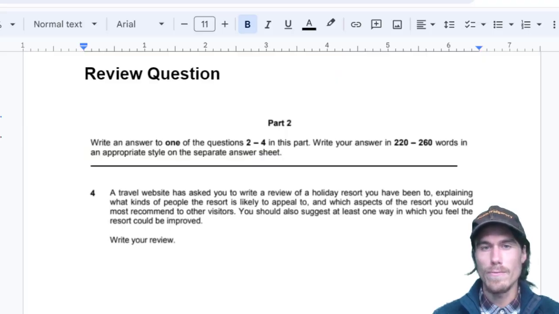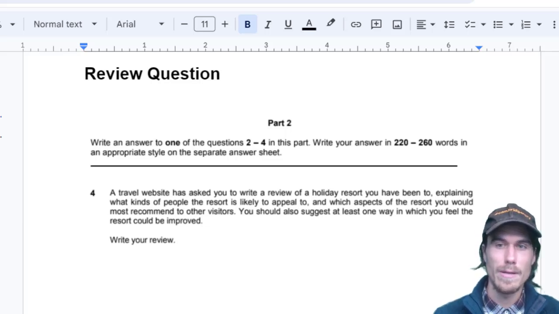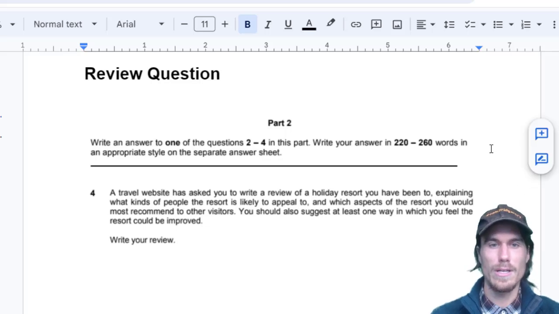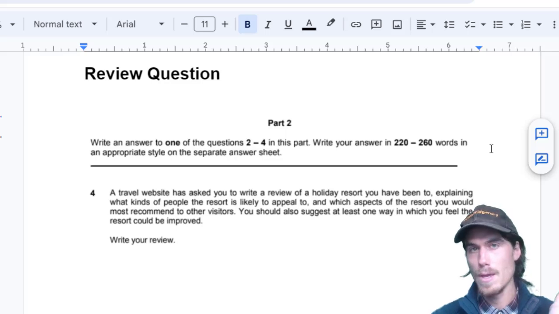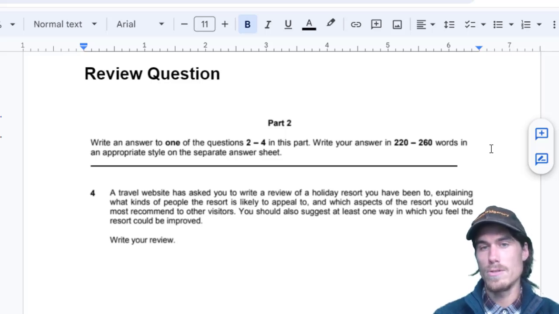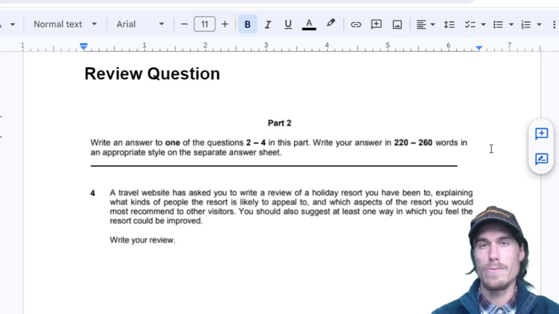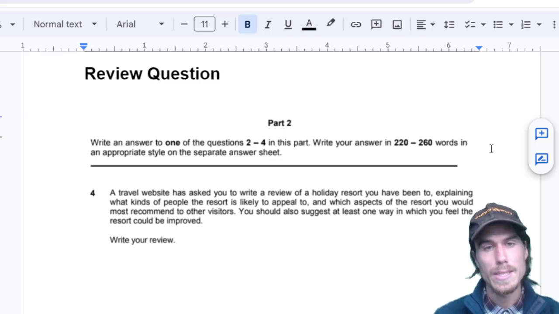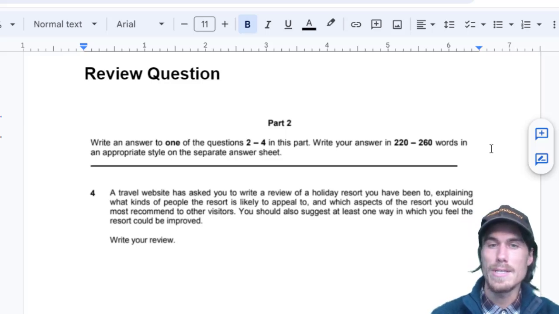This is part 2 of the writing paper, from a sample paper. One of my students sent me their answer to mark. This is what it looks like. You have part 2, introduction here, where it says write an answer to one of the questions 2 to 4. I've removed 2 and 3 because the student is answering question 4. Write your answer in 220 to 260 words in an appropriate style on the separate answer sheet.